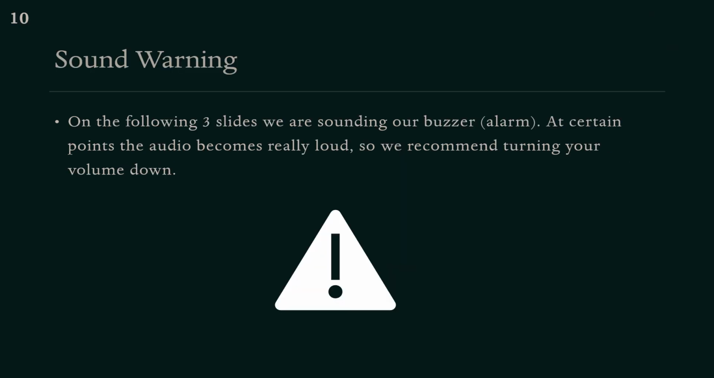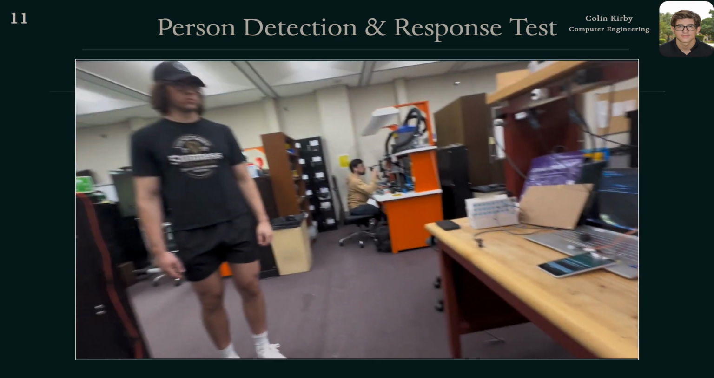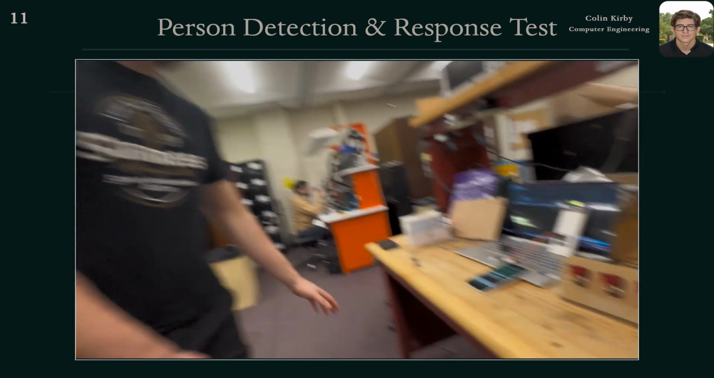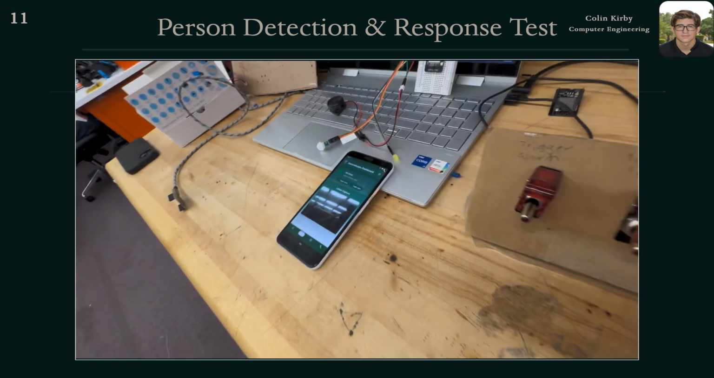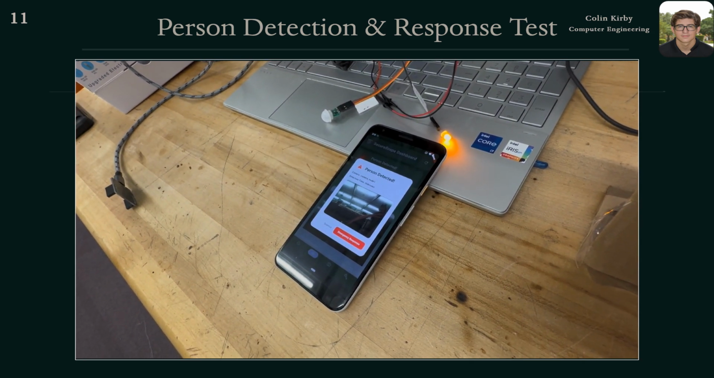Just as a heads up on the next three slides, we use our alarm to test as it's one of our peripherals on our node. And at certain points, that audio gets really loud, so I recommend turning your volume down just so you don't hurt your ears. All right, so this is the main focus of our project. First off, once motion is detected through our PIR, then the image processing algorithm will be triggered on the captured frame. And then if a person is detected, it will trigger the peripherals and then send a notification to the mobile app, as you can see in the video.